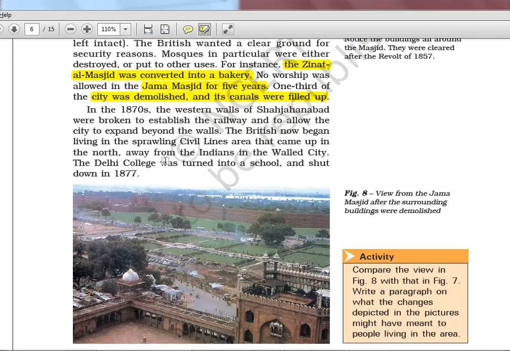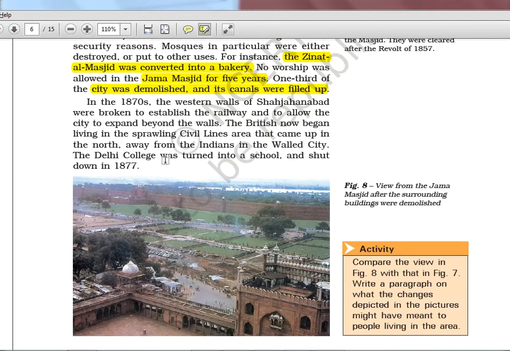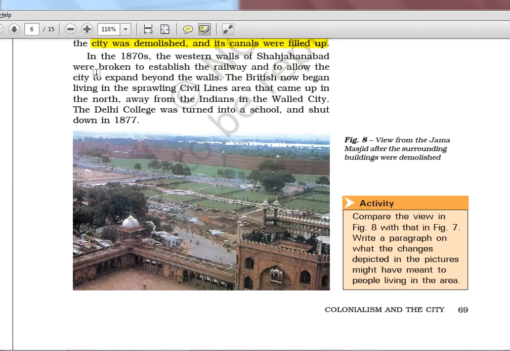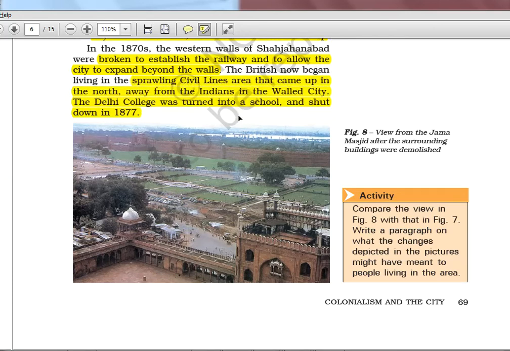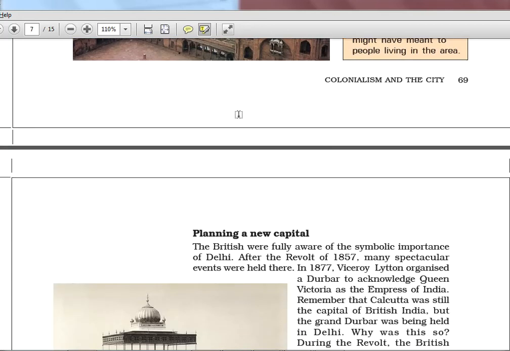In the 1870s, the western walls of Shahjahanabad were broken to establish the railway and to allow the city to expand beyond the walls. So again, walls were broken because they were expanding the railway lines. Okay, the British now began living in the sprawling civil lines area that came up in the north, away from the Indians in the walled city. The Delhi College was turned into a school and shut down. So overall, if you see Delhi, whatever good things are there, they are all destroying it and they are just rebuilding everything on British lines.